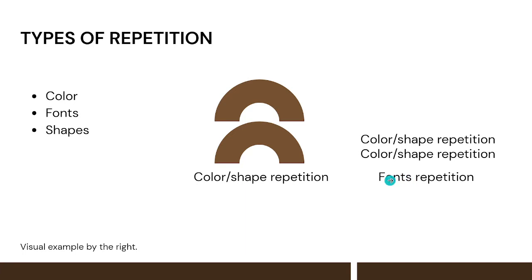Now, font repetition. Font repetition is basically when you repeat the same font or typography system in a design. Let's say you use Arial, for example. Arial is a popular font. When you use Arial in the first text, and you also use Arial again in the second text, that is an example of font repetition.